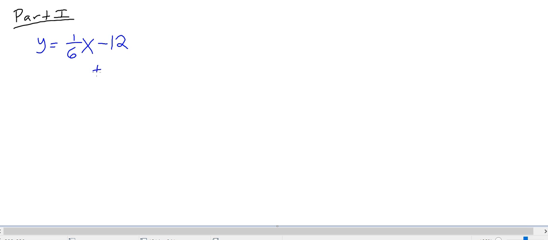So we're just left with the x term and its coefficient. So plus 12 to the right-hand side to cancel out the 12. Since we did it to the right-hand side, we're going to do it to the left-hand side also. y plus 12 is equal to 1 over 6x.